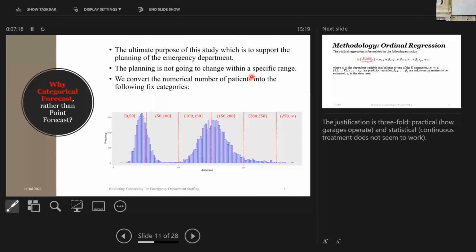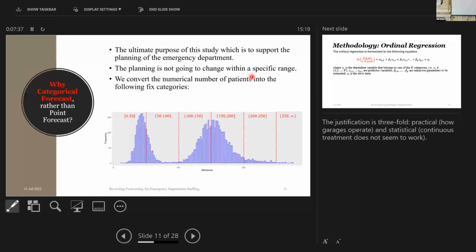from 0 to 50, then 50 to 100, and then adding the other 50s. So this is my category 1, 2, 3, 4, 5, 6, and in each of the categories will have a specific allocation number of nurses and doctors.